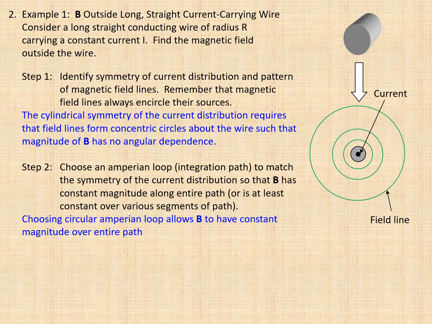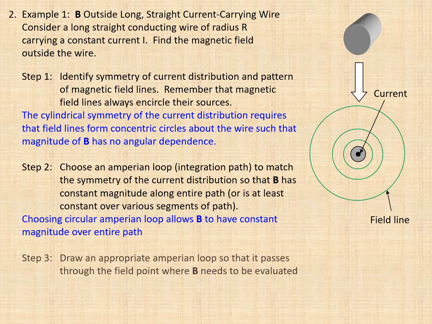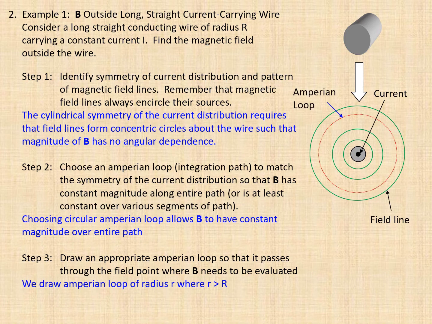So you can see here that by choosing a circular Amperian loop, this allows the magnetic field to have a constant magnitude over the entire path, once again, since there should be no angular dependence to the field. So we're going to draw our appropriate Amperian loop so that it passes through the field point in question. We're asked to find the field outside of the wire. So we will draw an arbitrary circular Amperian loop, which is shown in red here in the slide, at some arbitrary point outside of the wire.